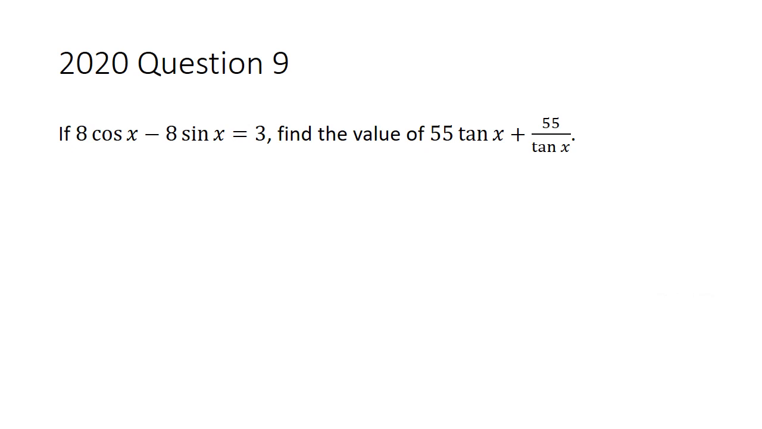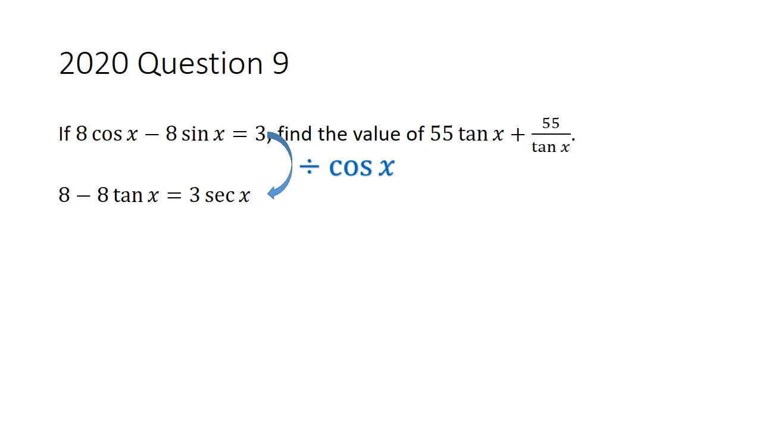Once again, question 9 is also a test of our trigonometric identities. Since the final expression is in the form of tangent x, what we want to do is to create some tangent x. So we can divide the initial equation throughout by cosine x. This will give us 8 minus 8 tangent x, because sine x divided by cosine x is equal to tangent x. And on the right-hand side, 3 divided by cosine x is the same as 3 secant x.